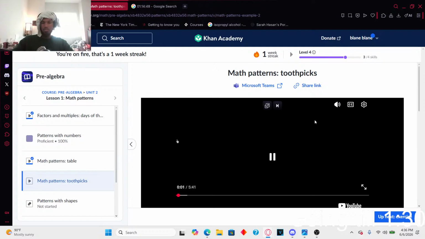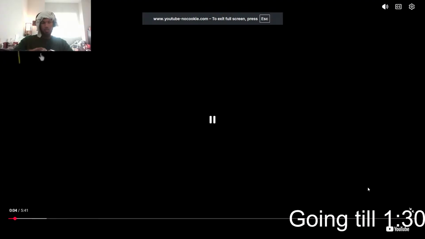I want to make little townhouse shapes with toothpicks. So this would be my first townhouse. I've used 3 toothpicks so far, 4, 5, and 6. So that is my first townhouse.